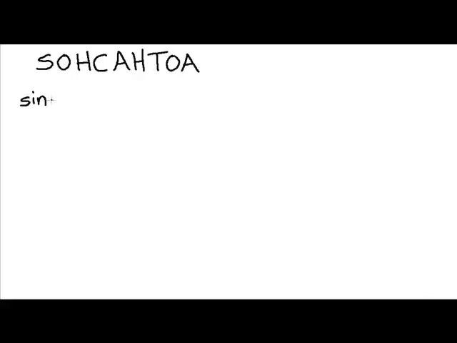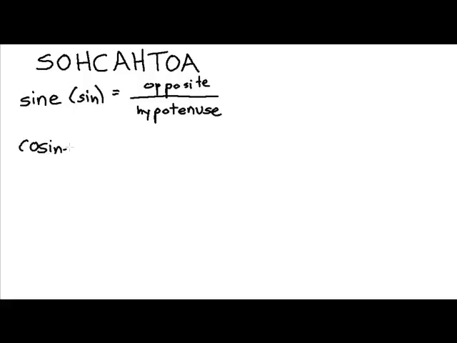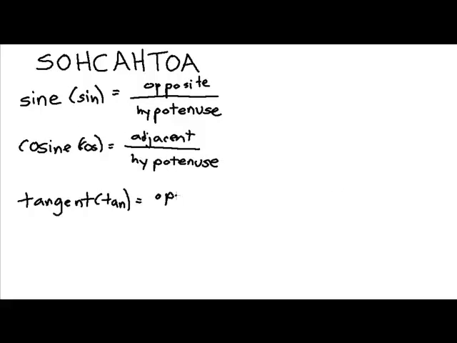SOHCAHTOA: sine equals opposite over hypotenuse, cosine equals adjacent over hypotenuse, tangent equals opposite over adjacent.